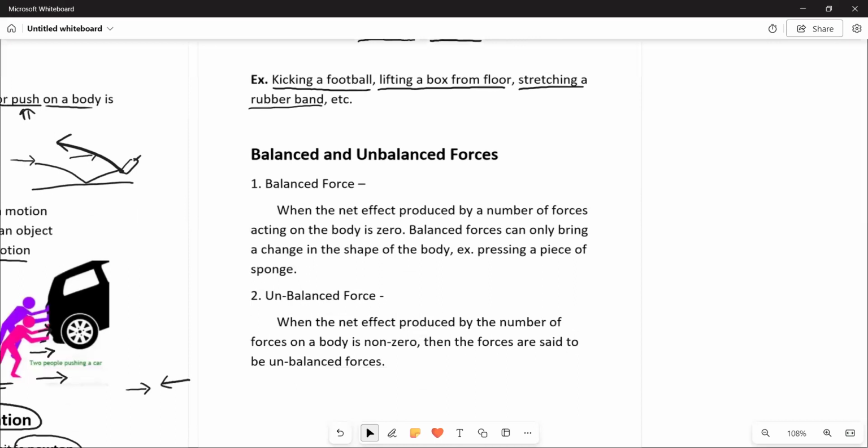And now we will be discussing balanced and unbalanced types of force. What are balanced and unbalanced forces? So first it is the balanced force. Now what is a balanced force? When the net effect produced by a number of forces acting on the body is 0. When the net effect acting on the body is 0. When equal and opposite forces are acting.